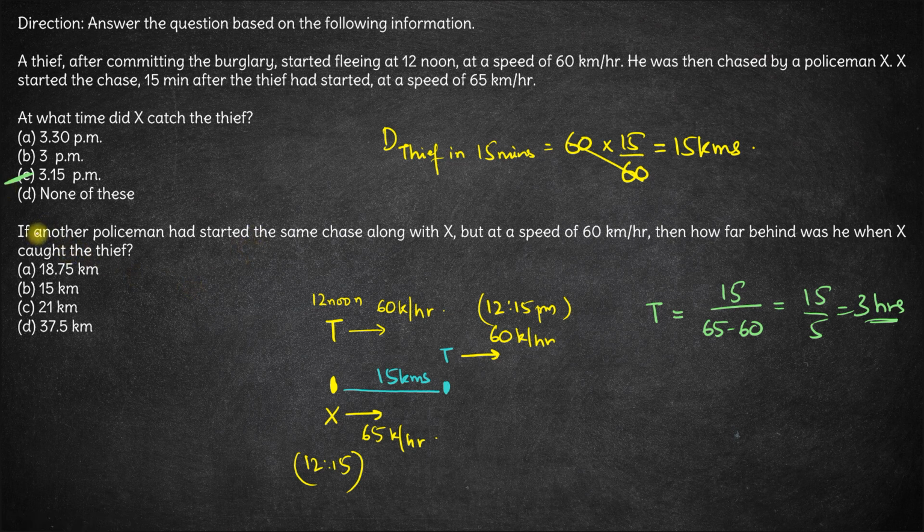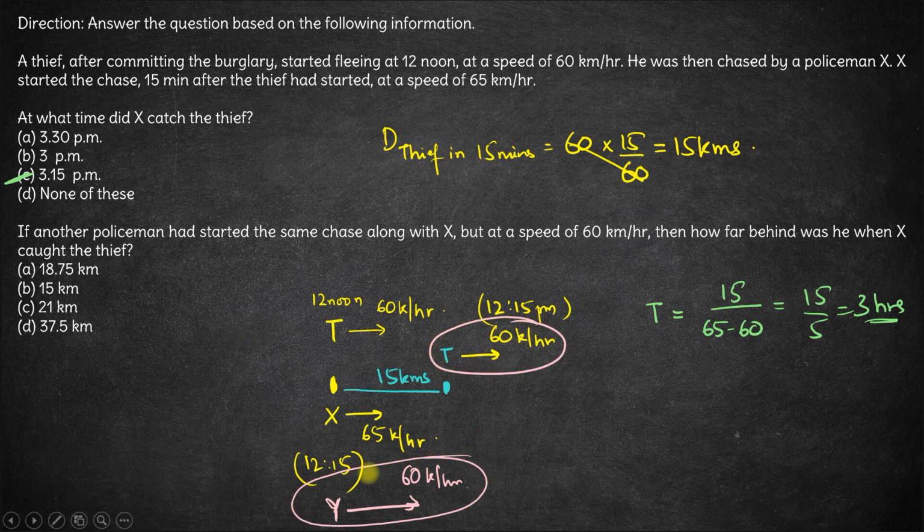Now the second question of the set is, if another policeman had started the same chase along with X, let's say Y, who also starts at 12:15 along with X, but his speed is 60 kilometers per hour, then how far behind was he when X caught the thief? Now, look at the thief and Y: both of them are traveling at the same speed. So the distance between them will never change. It will neither reduce nor increase. The distance between them will always remain 15 kilometers, as long as both are running.